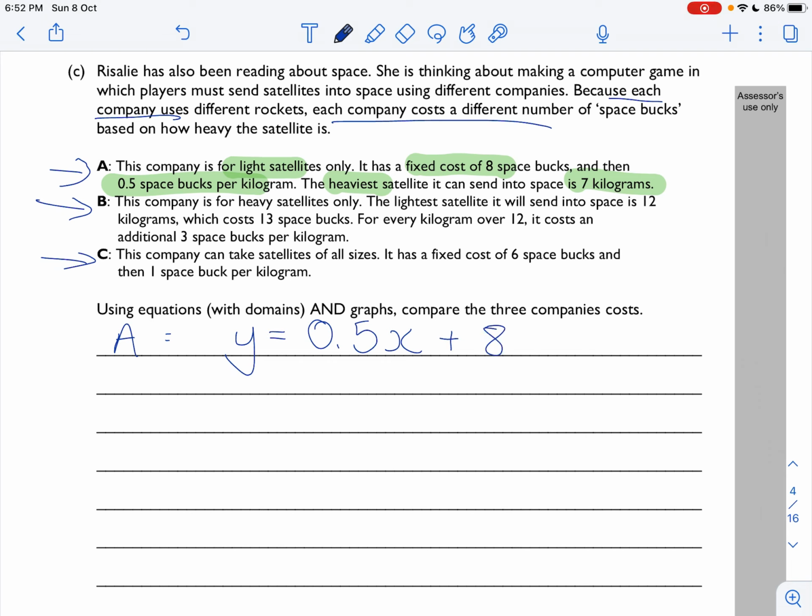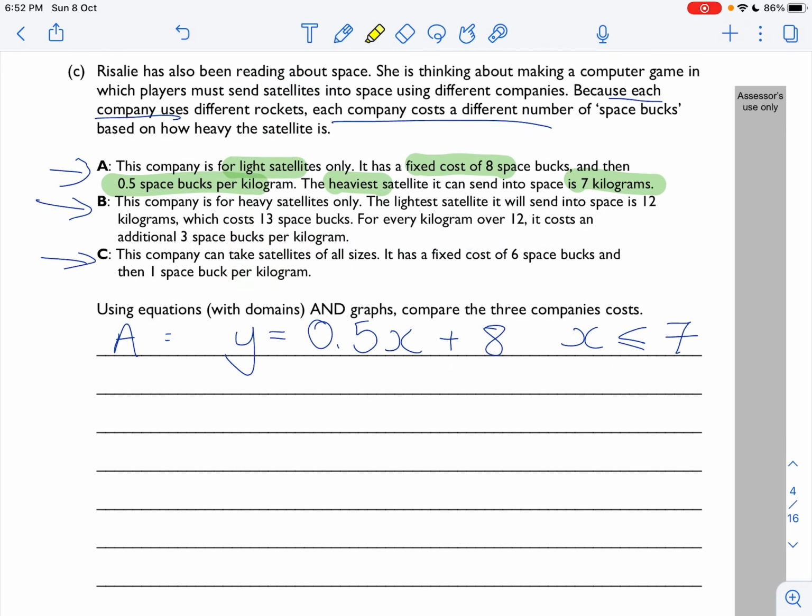Now there is a bit of a restriction for this. The heaviest it can be is 7. So that means that X has to be less than or equal to 7 kilograms. Okay, so that's the heaviest it can be. Sorry, X stands for the number of kilos, and Y stands for the cost. Okay, we'll just change colour for the next one.